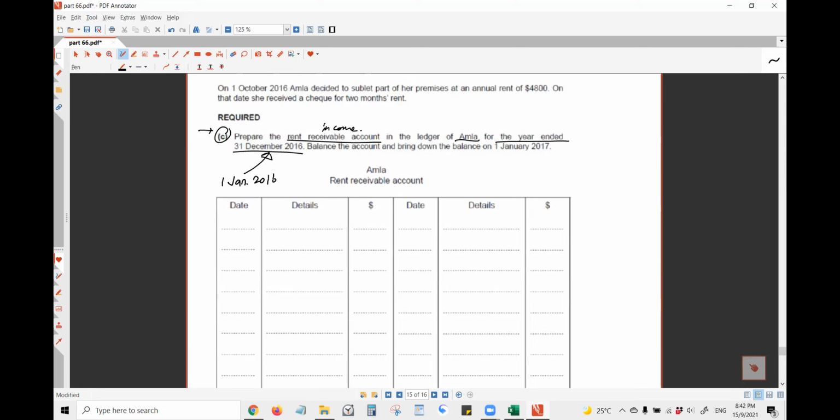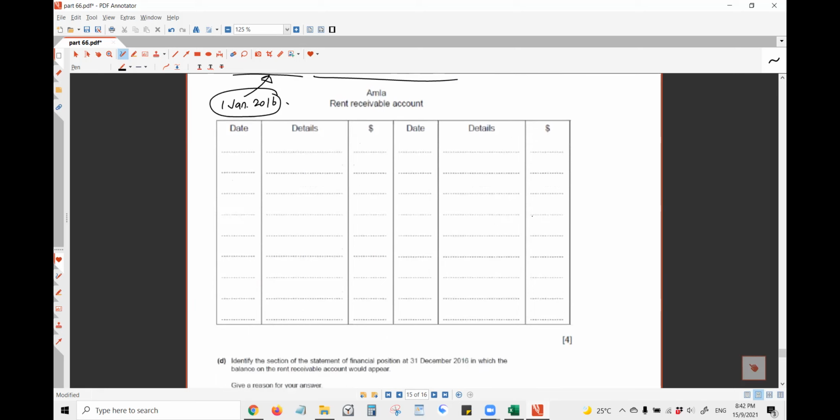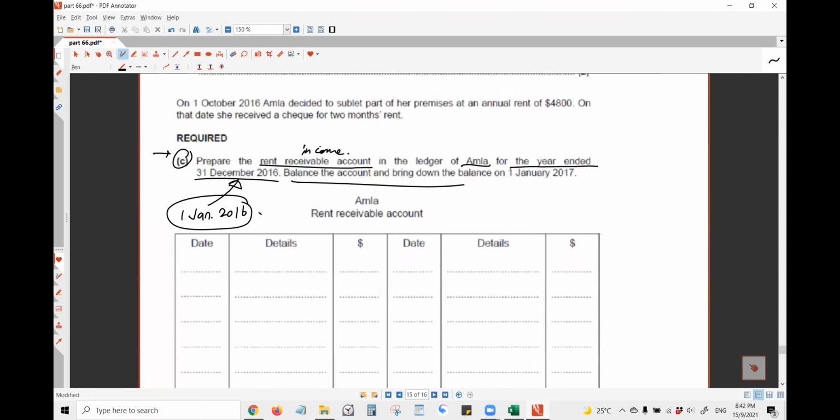1st January 2016 is the beginning of the year. The next line reminds you to do balancing. How many marks are there? 4 marks, a 4-mark question. Let's see how to solve. It's kind of similar to what you saw just now. Just a few lines of sentences are given to you, but they expect you to complete the account.